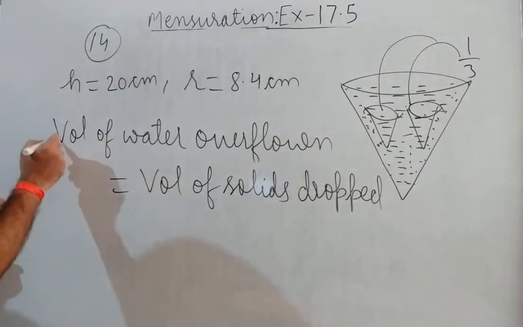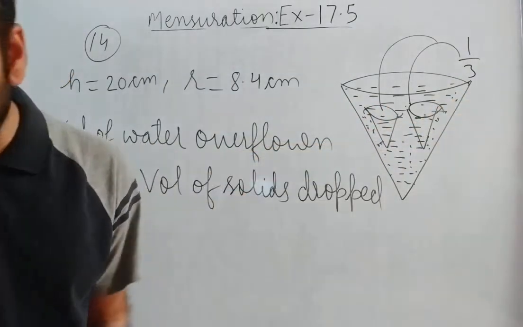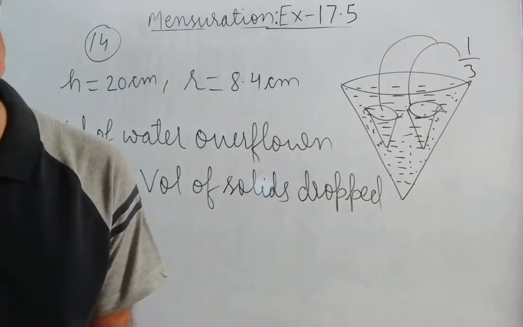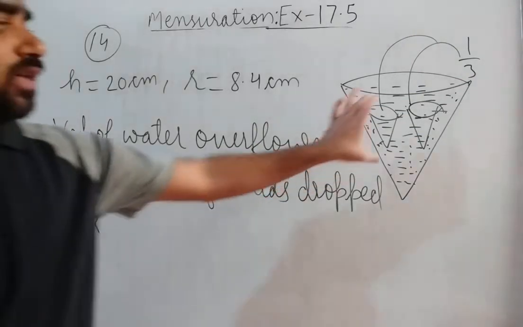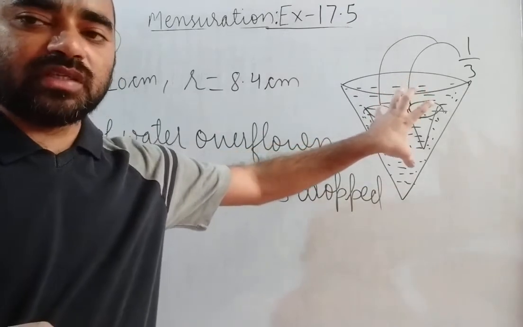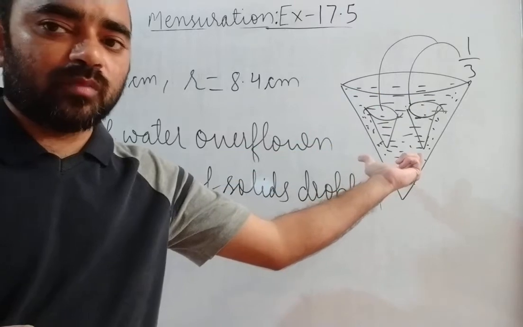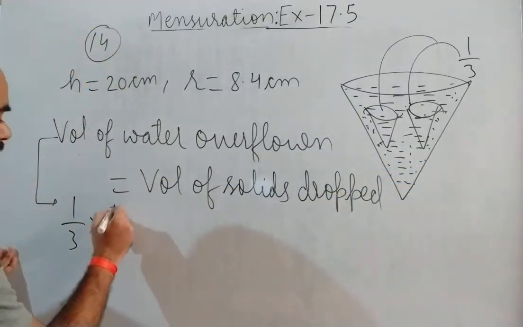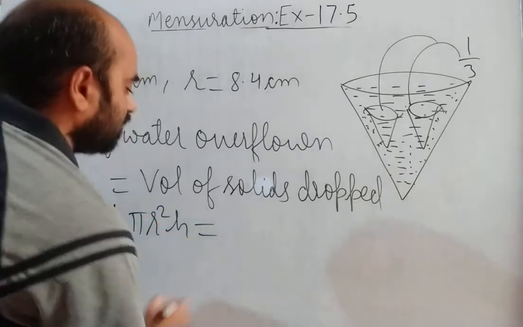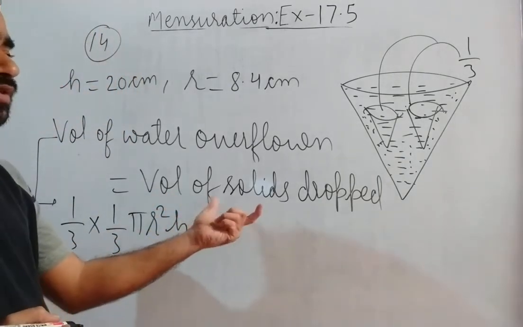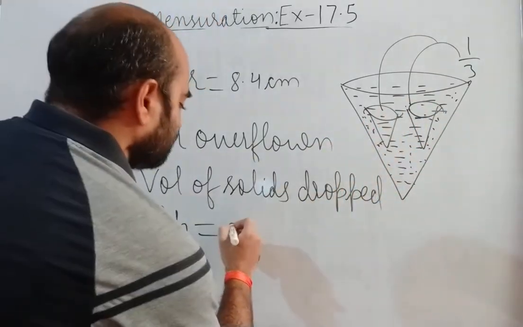And what is the amount of water overflown? It is given 1/3 of the water in the original cone. What is the amount of water in the original cone? That is the capacity of the cone. It means the formula for volume, 1/3 pi r square h, is equal to the volume of solids dropped. Two identical cones are dropped, so for one, suppose it is V, then it is 2V.